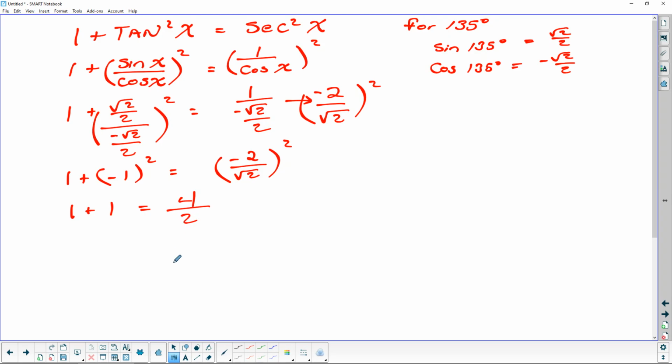Right? So this is just negative 2 times negative 2, that's 4. And root 2 times root 2 is 2. It's root 4, which is 2. Right? So if you're not sure, root 2 times root 2 equals root 4, which equals 2. Okay? So this is 2 equals 2. So we verified that. So there's 2 examples of verification.